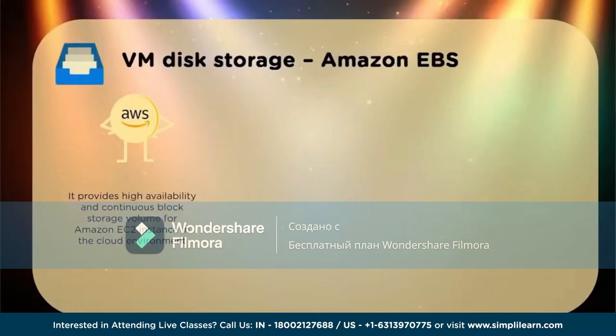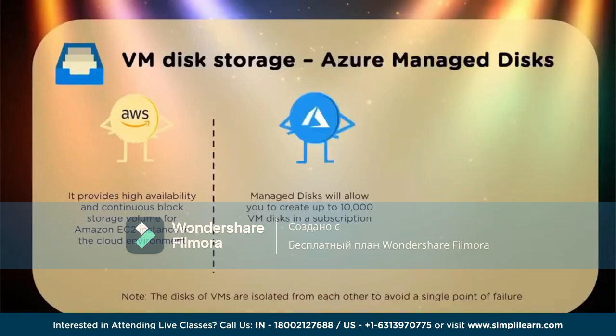Amazon provides EBS or Elastic Block Store. It provides high-performance block storage and is used along with EC2 instances for workloads that are transaction or throughput intensive. Azure Managed Disk is a virtual hard disk. You can think of it like a physical disk in an on-premises server but virtualized. These managed disks allow the users to create up to 10,000 VM disks in a single subscription.